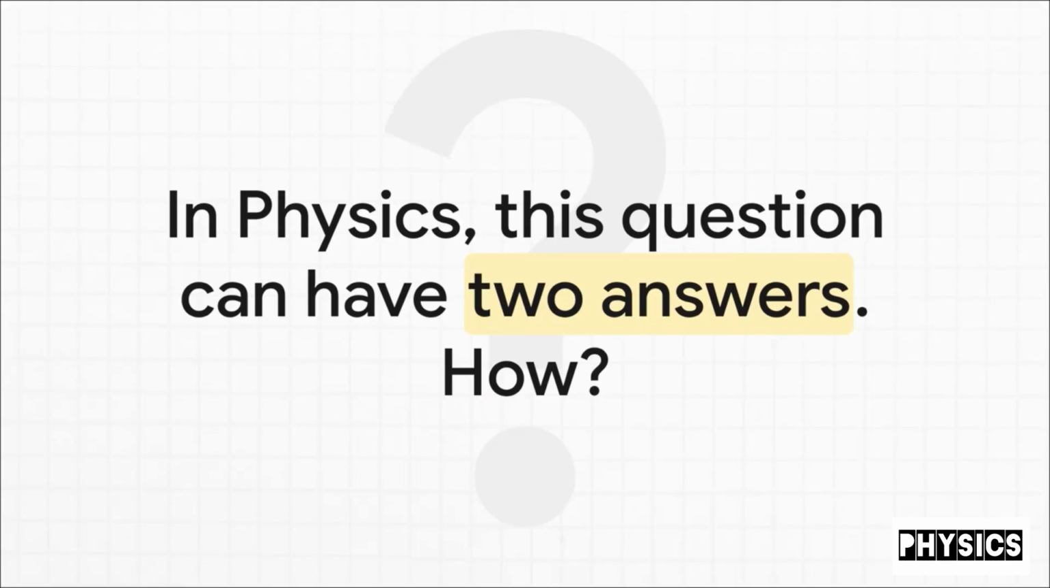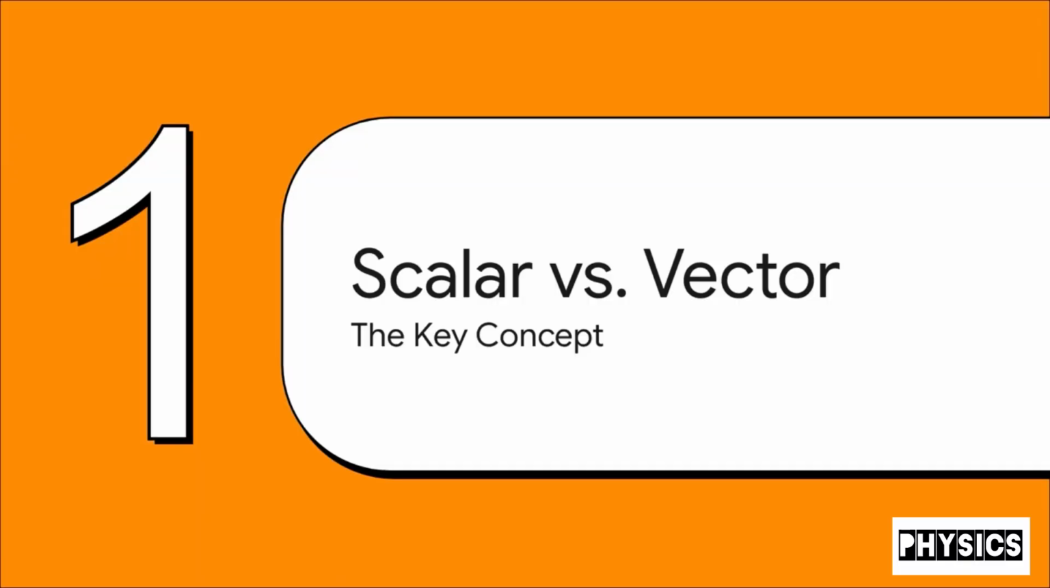So, got your answer? Well, this is where things get really interesting. In the world of physics, this simple little question can actually have two completely different and both totally correct answers. How is that even possible? Well, it all comes down to a really important concept. And that key concept? It's the difference between what we call scalar and vector quantities. Understanding this is absolutely fundamental to mechanics, and it's exactly what we need to solve our puzzle.